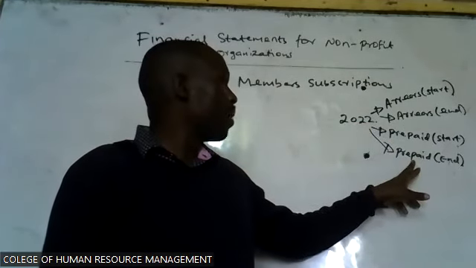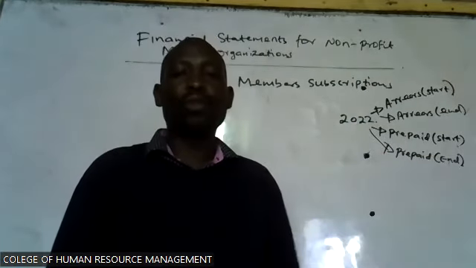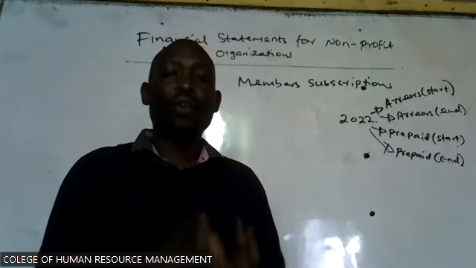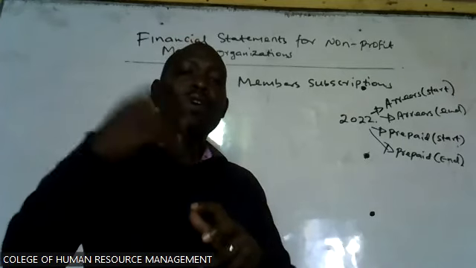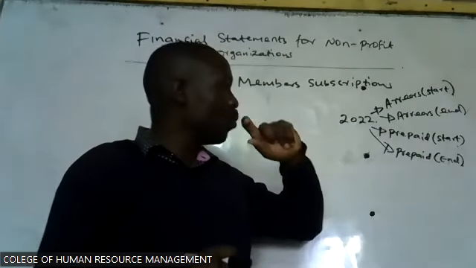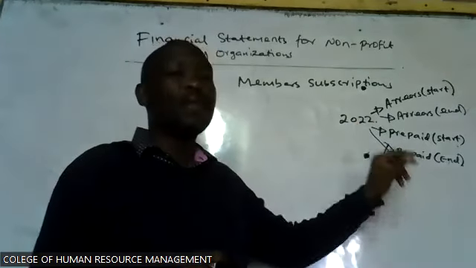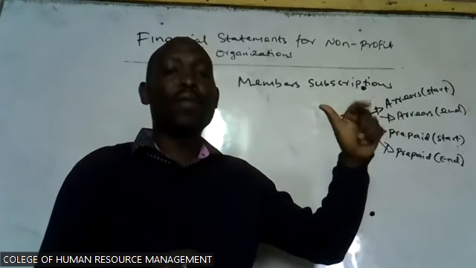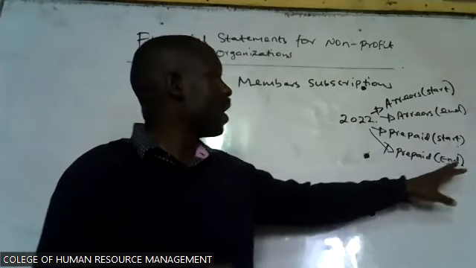When we talk about prepayment at end, it simply means that at the end of this year that we are referring to, the year 2022, some members have not updated their records. So that amount will be transferred to the next financial year. So a prepayment at end will simply mean that this year 2022, some members have paid excess. A prepayment is an excess amount paid before the due date. So at the end of this year, we have paid excess.